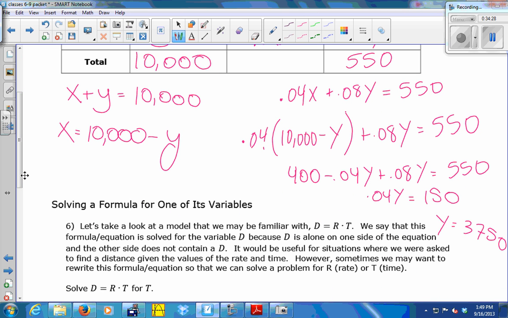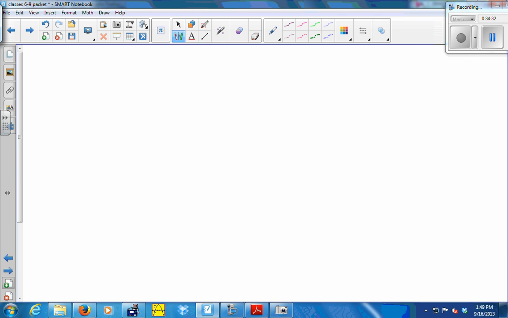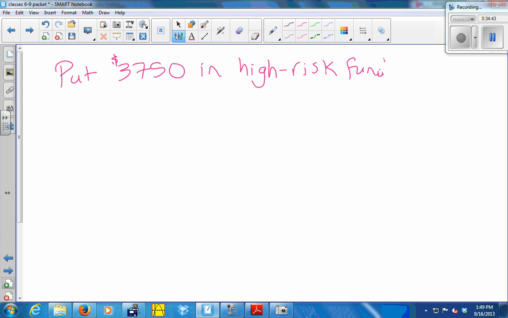So it's important, I ran out of space here, but it's important to write a sentence that has your final answer. So we're going to put $3,750 in the high risk fund, and the remainder of my 10,000, which I would get by just subtracting, and that would come out to $6,250 in the low risk fund.